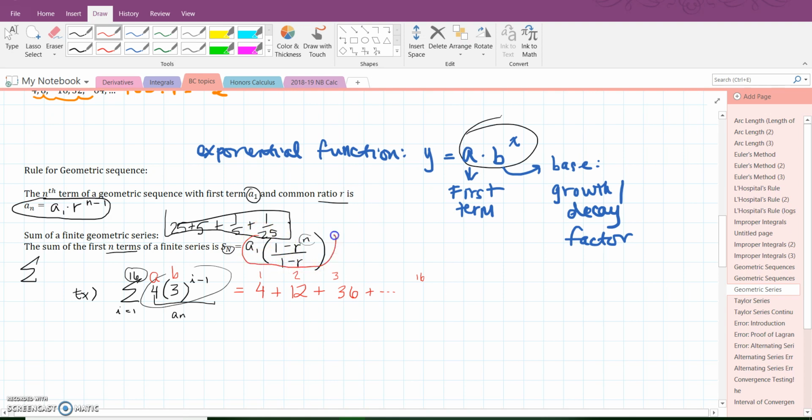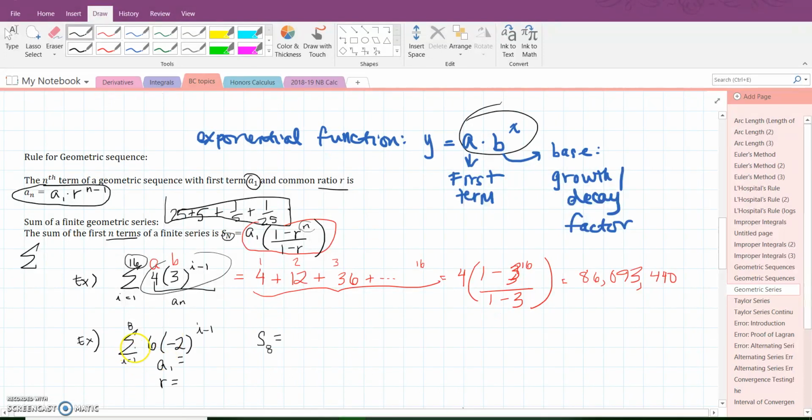So if I plug into this formula right here, what I can get is the sum of all of these numbers added up from 1 to 16 in terms of the place. So I'm going to do a sub 1, which is the first term, which is 4. Then I do 1 minus my common ratio to the 16th power, all over 1 minus my common ratio. If you go on your calculator and you do 3 to the 16th, 1 minus that, divided by 1 minus 3, times 4, you would get this very large number of 86,093,440.